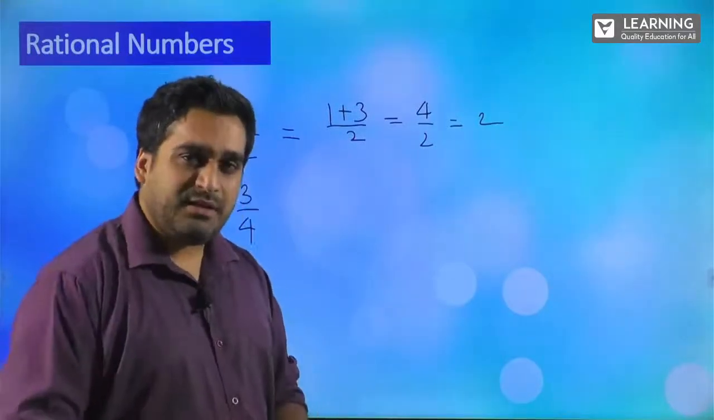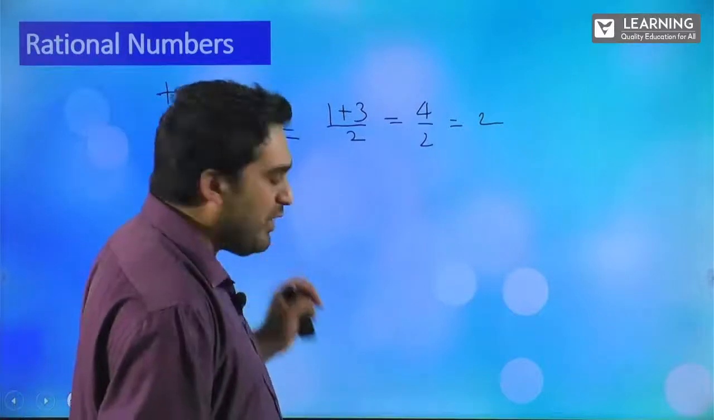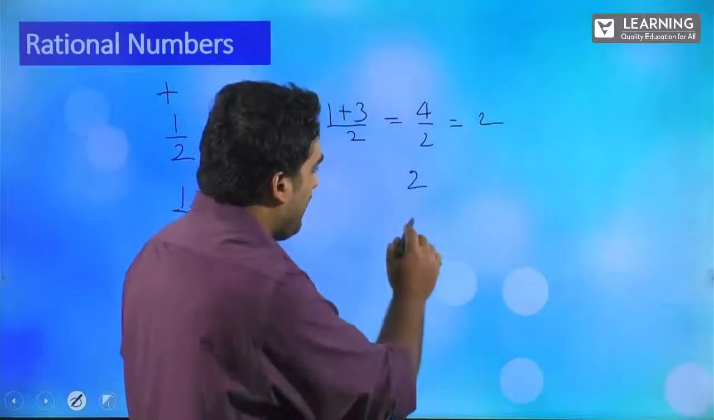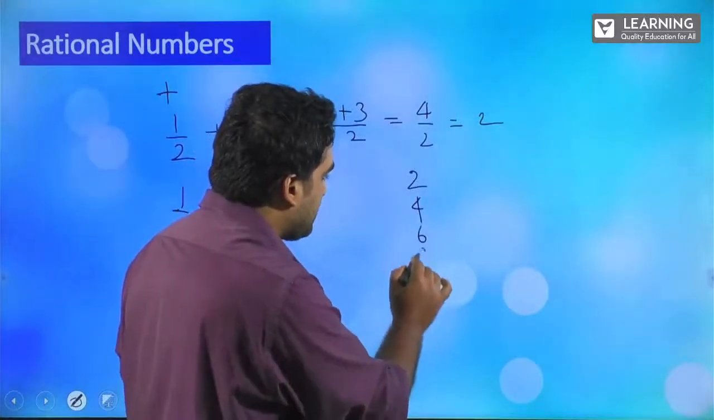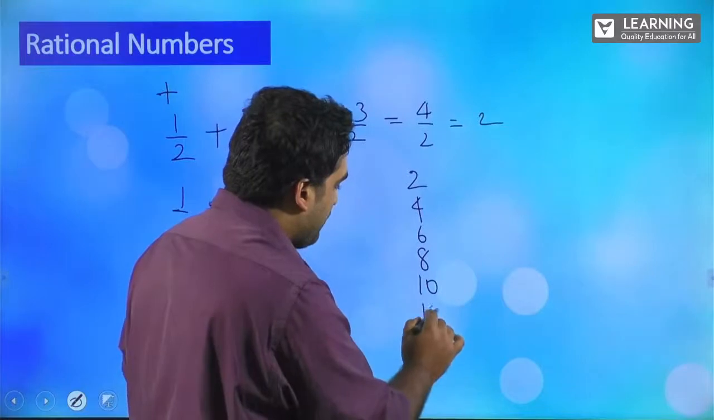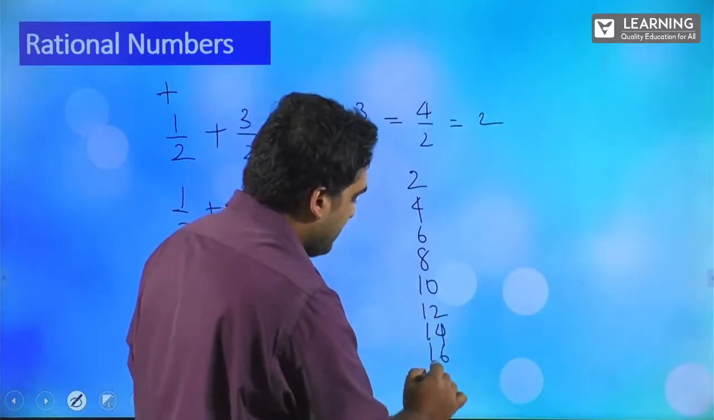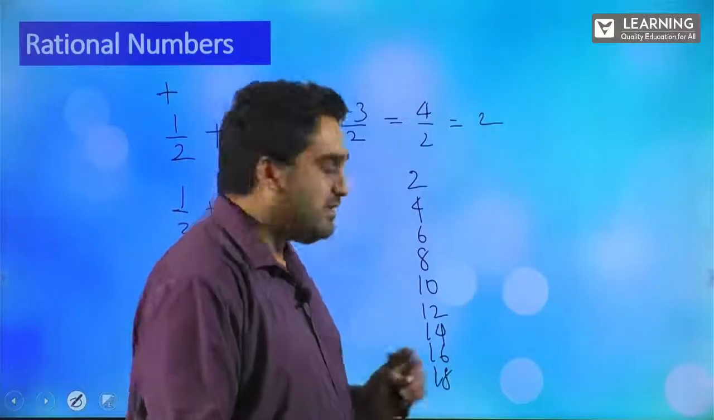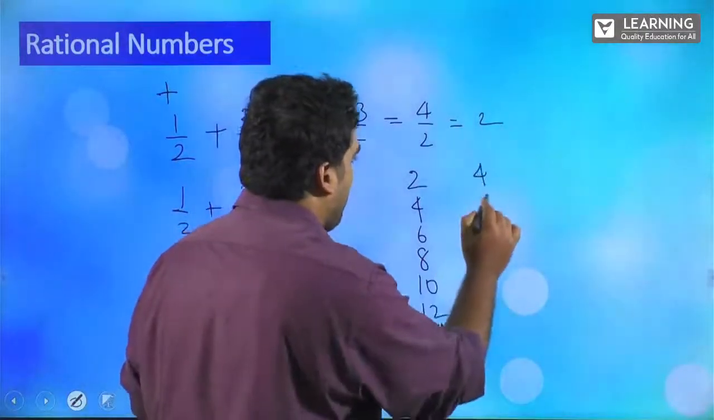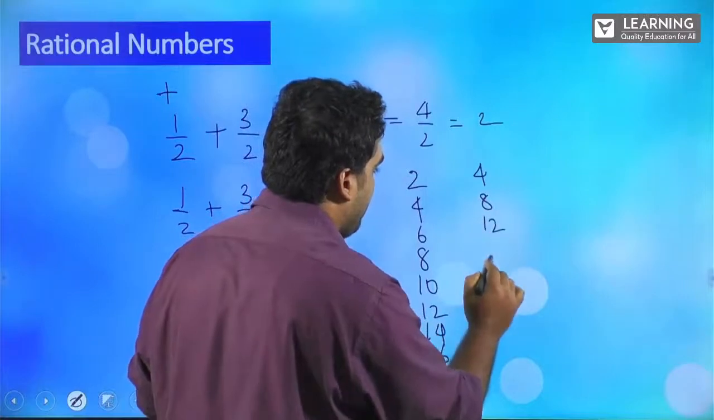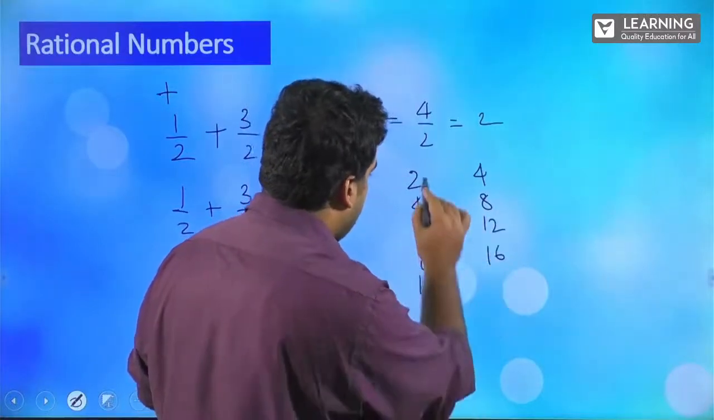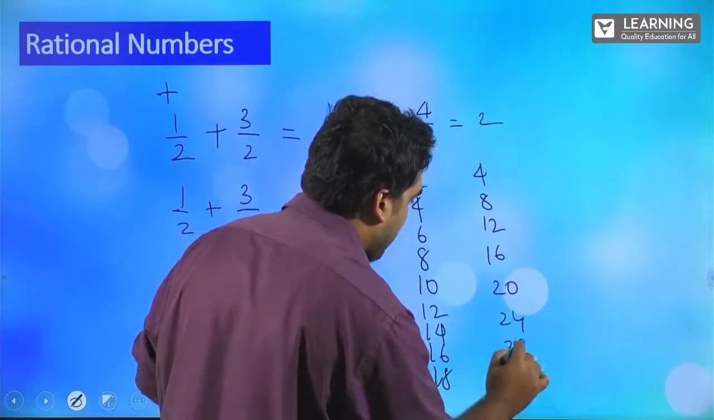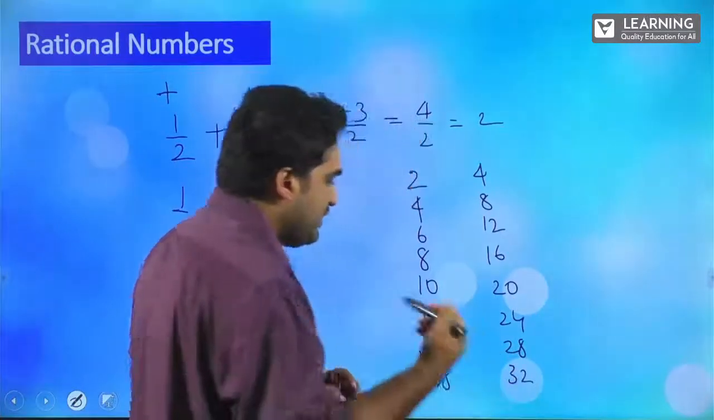Let us take the multiples of 2, because we have 2 and 4 in the denominator. Multiples of 2 are 2, 4, 6, 8, 10, 12, 14, 16, 18, and so on and so forth. Let's take the multiples of 4: 4, 8, 12, 16, 20, 24, 28, 32, and so on and so forth.